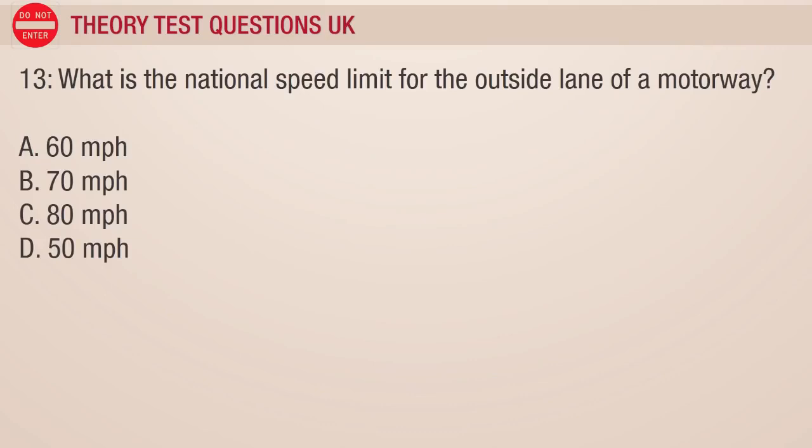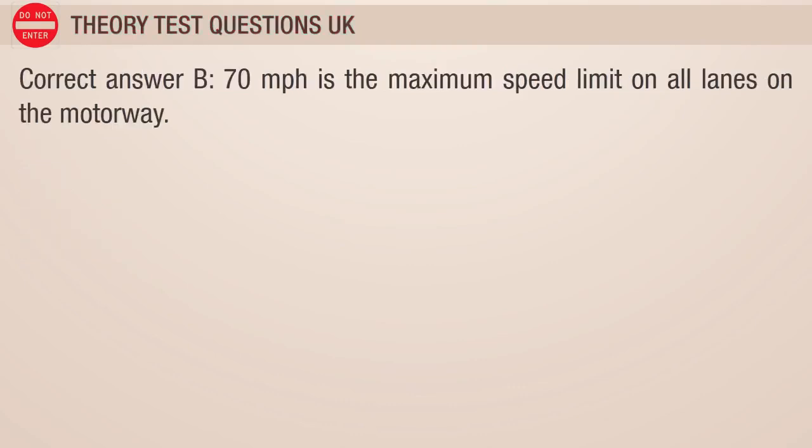Question 13. What is the national speed limit for the outside lane of a motorway? A. 60 miles per hour. B. 70 miles per hour. C. 80 miles per hour. D. 50 miles per hour. Correct answer B. 70 miles per hour is the maximum speed limit on all lanes on the motorway.